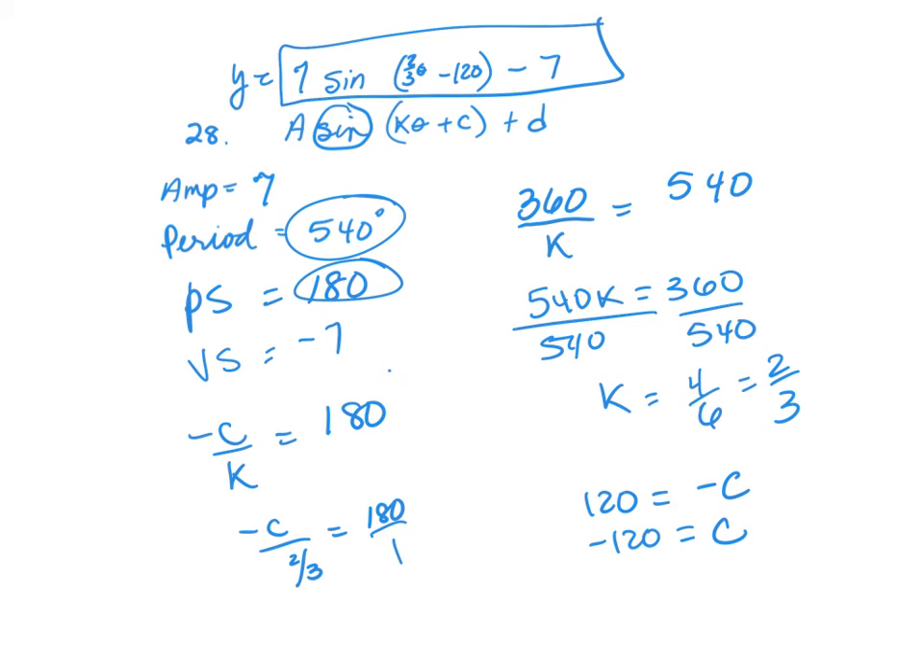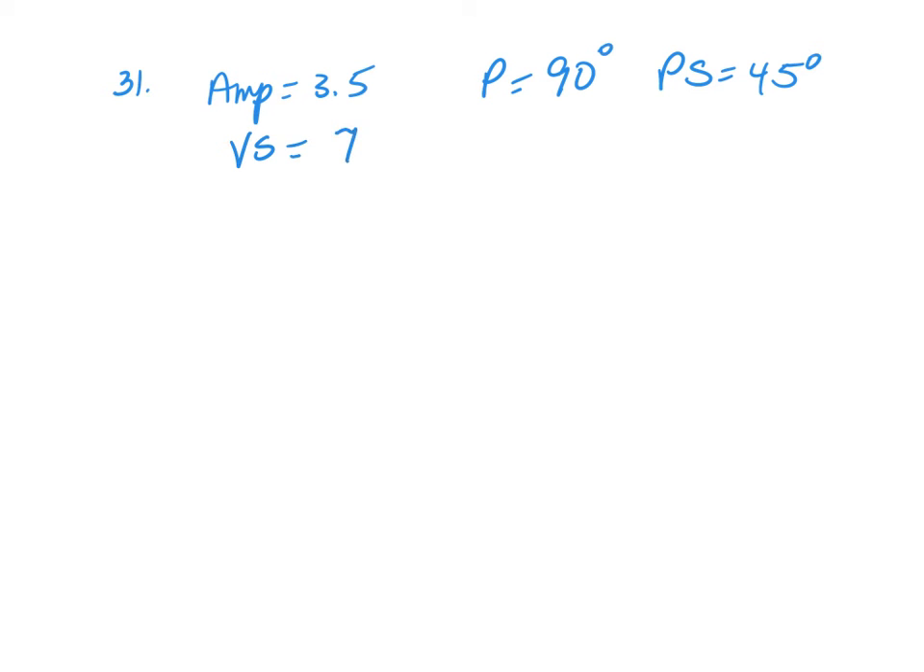Well, y equals. So number 31 says that the amplitude equals 3.5. The period equals 90 degrees. The phase shift equals 45 degrees, and I'm converting. And the vertical shift is another 7. So this one they want y equals a cosine, because the bottom ones they want cosine, K theta plus C plus D. Okay?